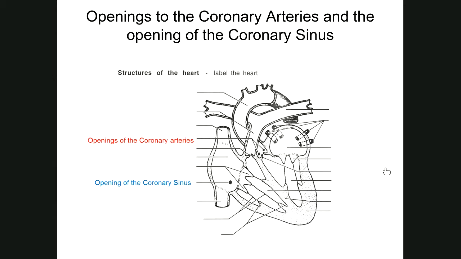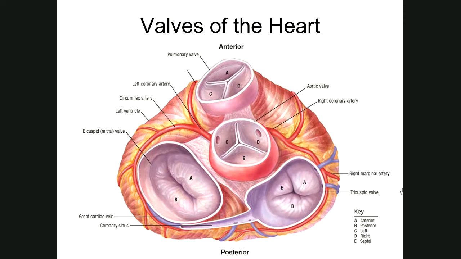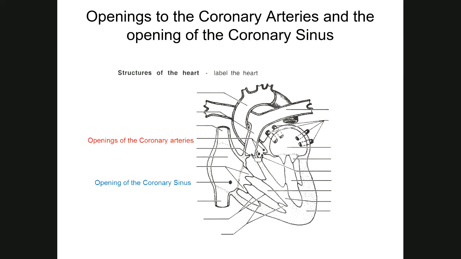Let's see which slide it was on. I'll try to find the exact one. This one. You can see the openings right there. See, aortic semilunar valve, and there they are right above it. So those are openings that the heart uses to get its own blood supply. And on this picture, there's the two openings there. So let's look at what's going on there.